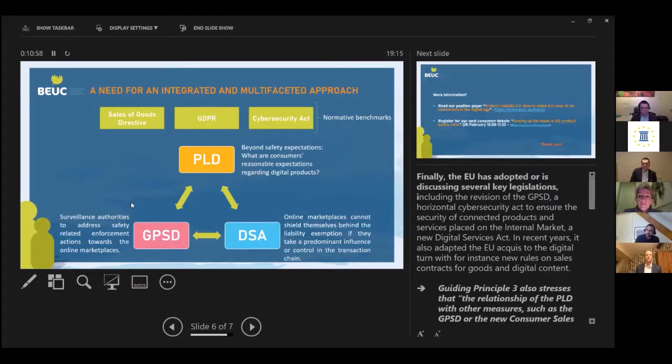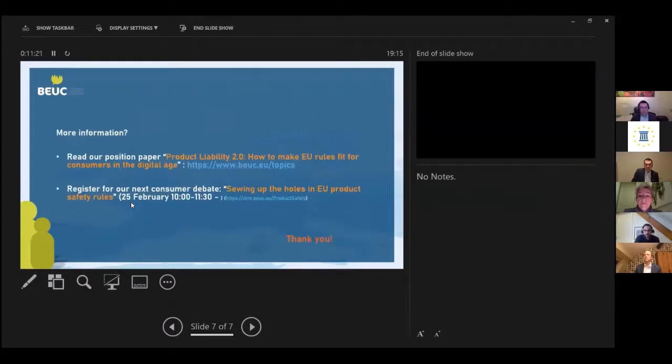So one perhaps might need to look, for example, at whether there are normative benchmarks that can inform such expectations. And here we can look, for example, at the relationship with the sales of goods directives, the new directive that Christian highlighted, as well as the GDPR and the Cyber Security Act. So that's from my side. I'm more than happy to discuss any of these points, and thank you again for the invitation.